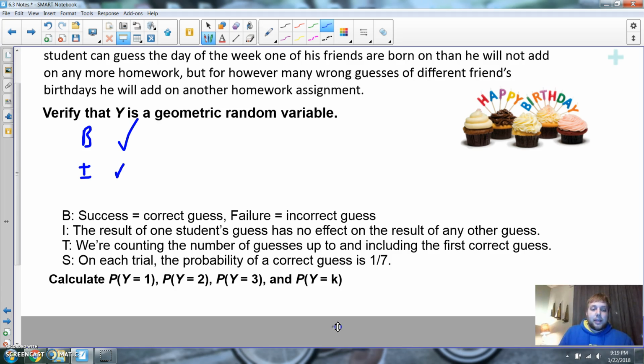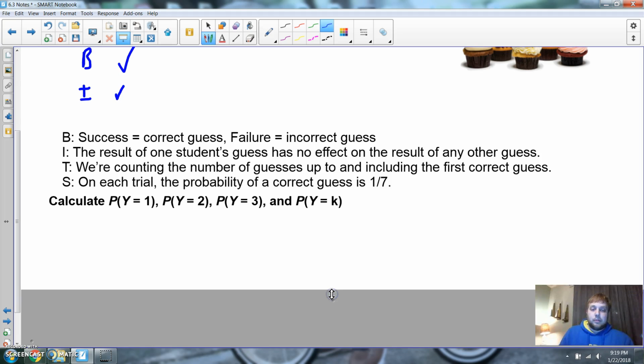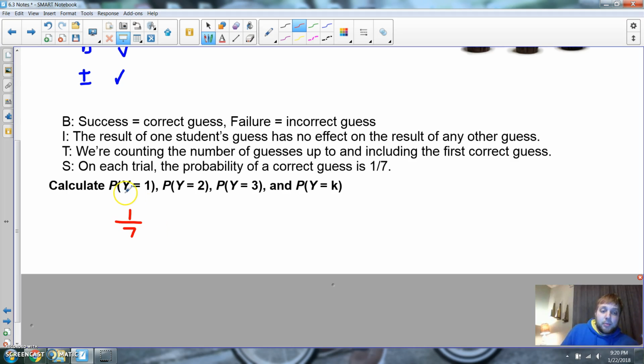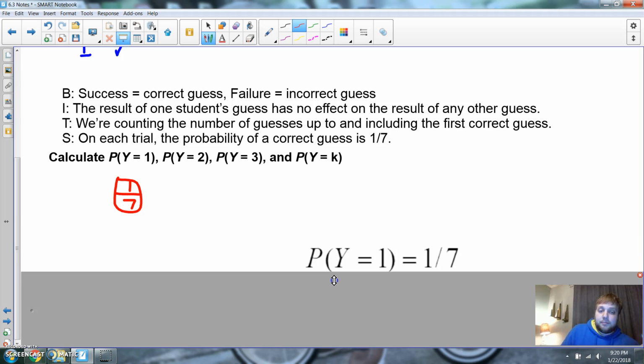So, here we go. It says, calculate. What's the probability of guessing it right the first time? That means no failures. It means basically I have to guess it right the first time. And hopefully you guys would say, hey, probability of guessing it right the first time is 1 in 7. You guys good with that?